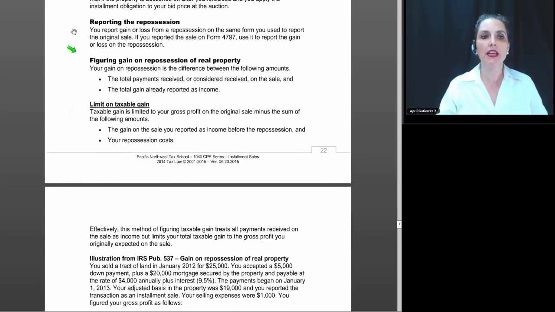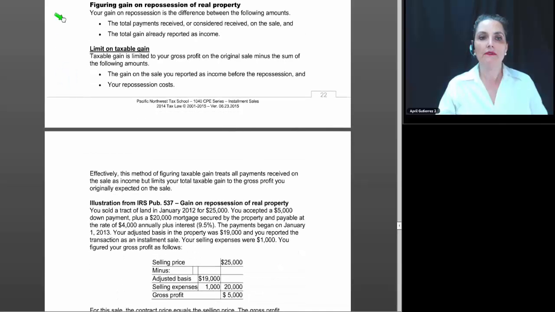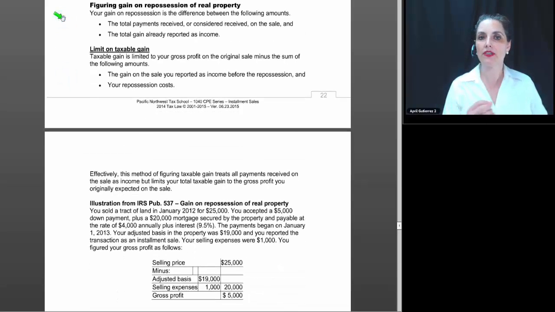Reporting the repossession? Well, you report gain or loss from a repossession on the same form that you used to report the original sale. If you reported the sale on Form 4797, you will use it to report the gain or loss on the repossession. Figuring gain on repossession of real property. So we're first going to figure how we determine what the gain is on a repossession of property, and then we're going to look at how we figure our adjusted basis in that repossessed property.